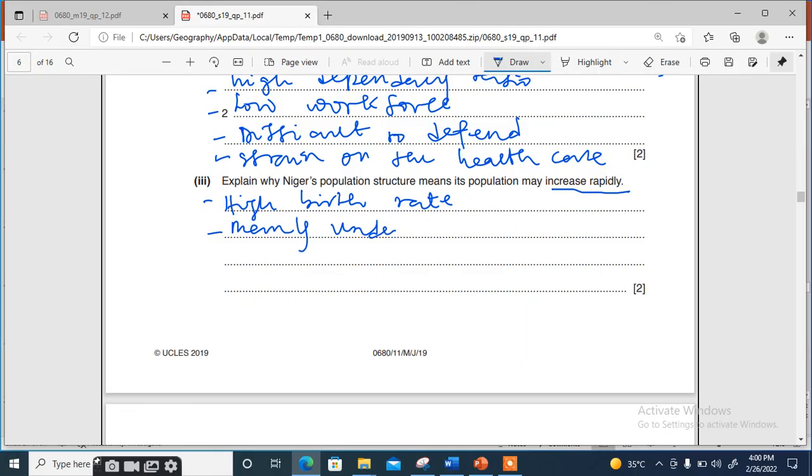under 15 which will soon be at childbearing age.